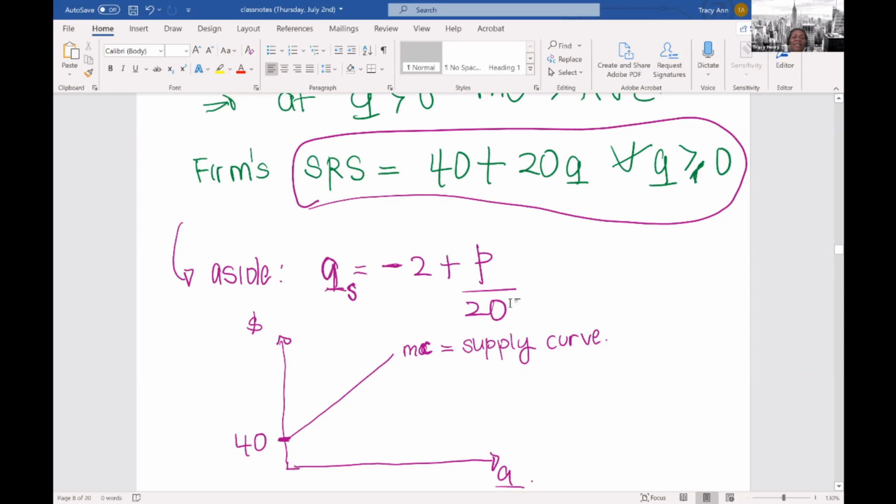So they're identical cost firms. They all have the same cost function, so they all have the same individual supply curve. Then the market supply would be the sum of all 100 of these, which is basically 100 times this.